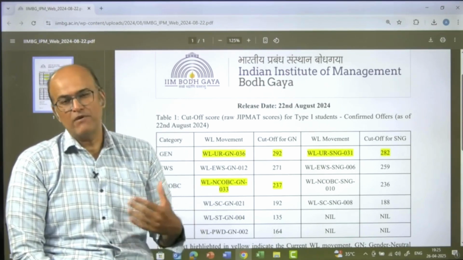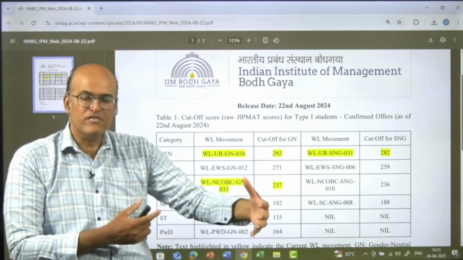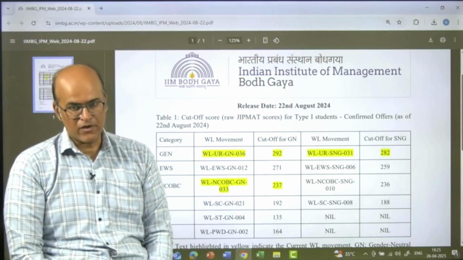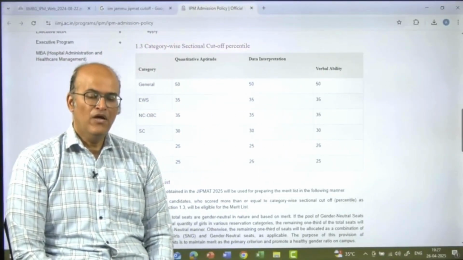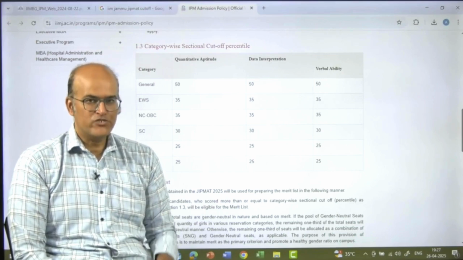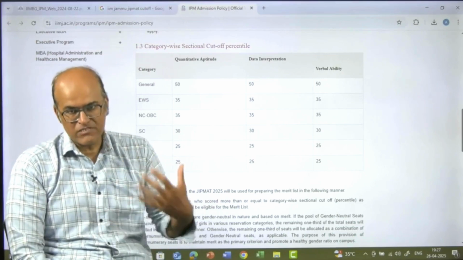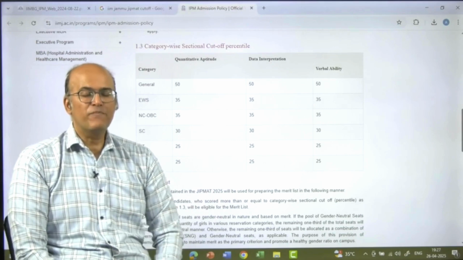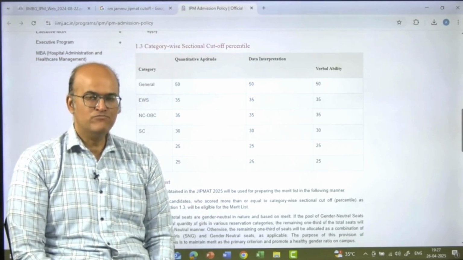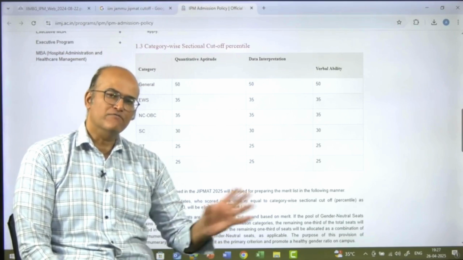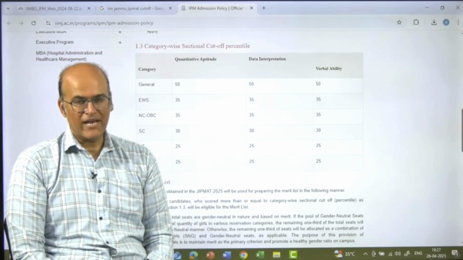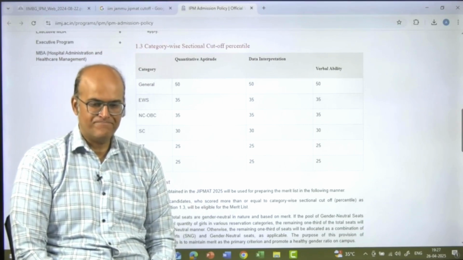This year, it remains to be seen whether there will be gender neutral seats for everyone or they will have to create a lower cutoff for girls. Now, I.I.M. Jammu in their official document for this year has only mentioned the sectional cutoffs. Overall cutoff obviously will be decided afterwards. 50 percentile sectional cutoffs have been mentioned by I.I.M. Jammu. I.I.M. Bodh Gaya, by the way, keeps it at 30 percentile for general category, and I.I.M. Jammu kept it at 50 percentile.